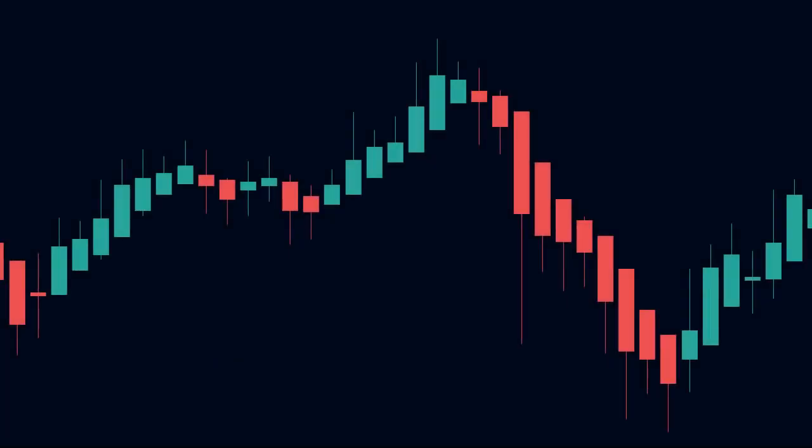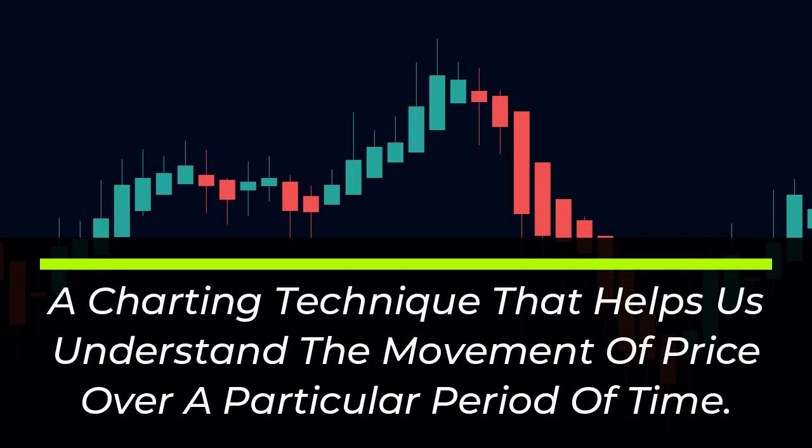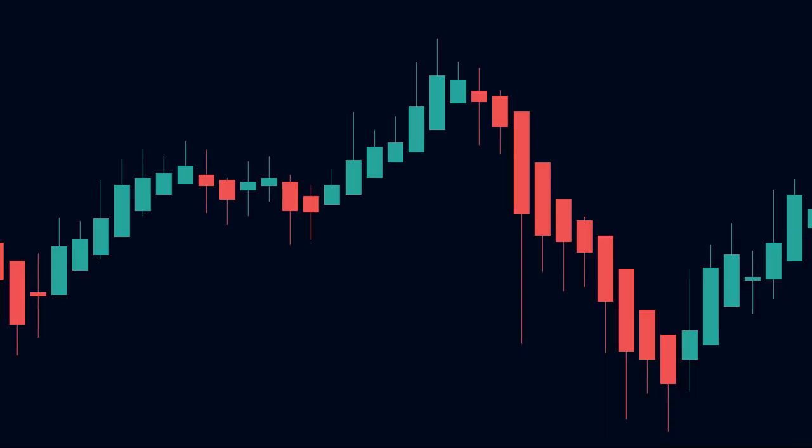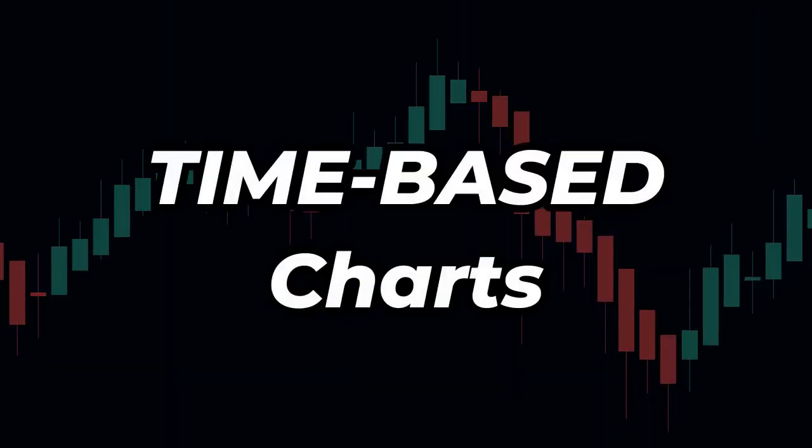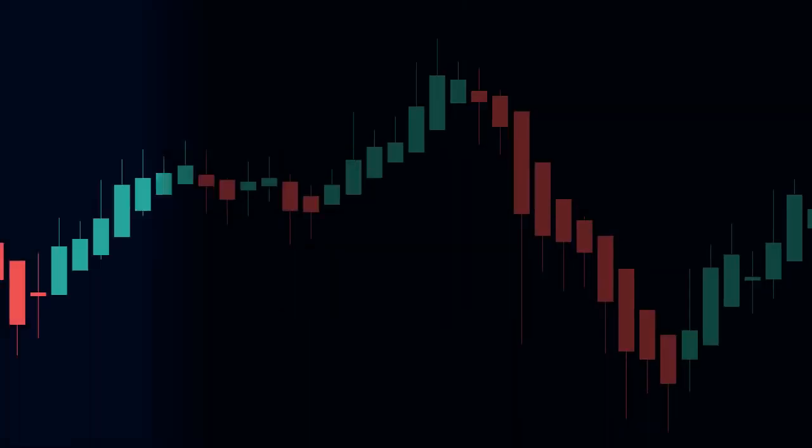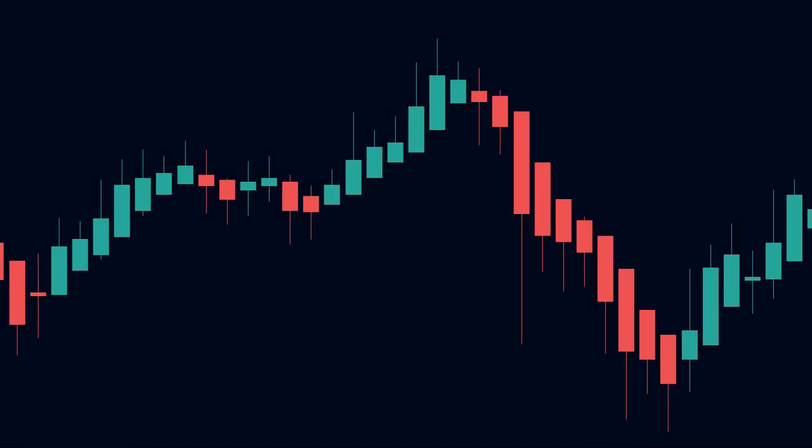Just like candlesticks, HEIKIN ASHI is also a charting technique that helps us understand the movement of price over a particular period of time. The HEIKIN ASHI charts are a bit similar to candlesticks. Just like candlesticks, HEIKIN ASHI charts are time-based. Therefore, on a daily chart, one HEIKIN ASHI bar will represent the movement of the price during one single day.